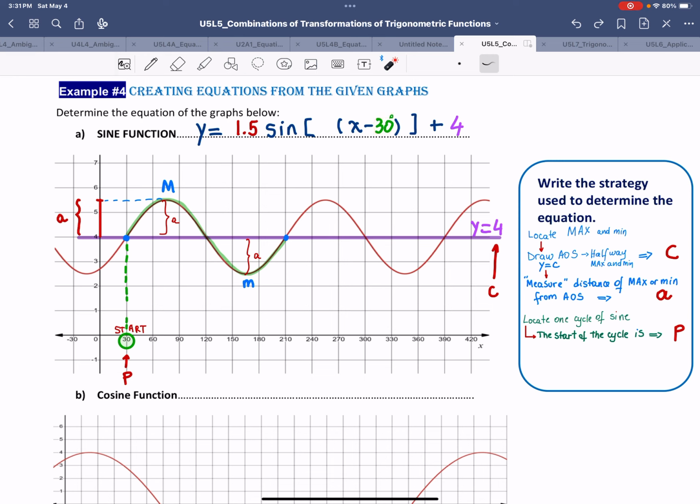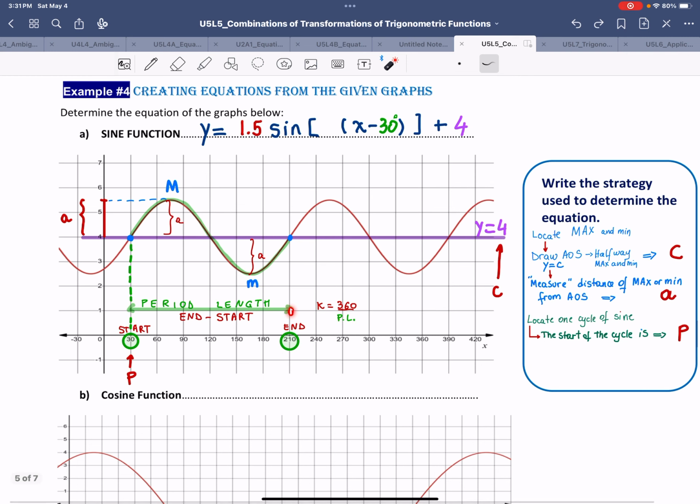So next, we will have to determine where the end point of the graph is. The reason why we need to know the start and the end is because we need to determine the period length, so how wide one cycle of the graph is. The period length of the function is simply calculated by subtracting end minus start. So from end, subtract the starting point of the graph. In our case, the period length starts at 30, ends at 210, so it's about 180 degrees. That will help us determine the coefficient k, which is the coefficient of x.